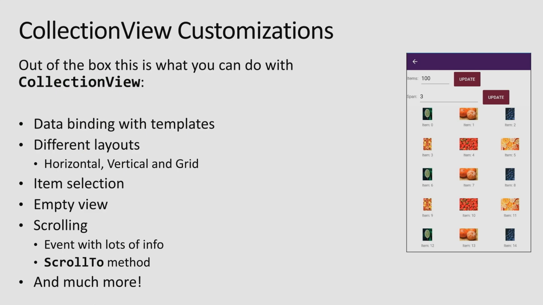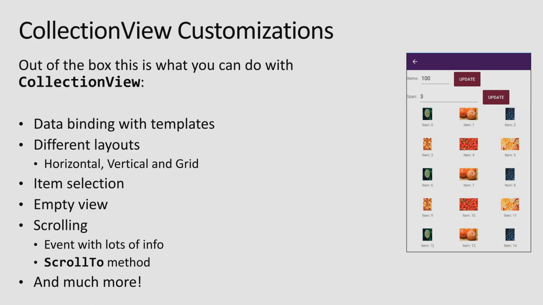We have the empty view, so whenever you might mix this with a search bar and there's no results for your search action, you can pop up this empty view without a sweat. You don't need to swap out any views in your own visual tree. You can just do that directly from the collection view.